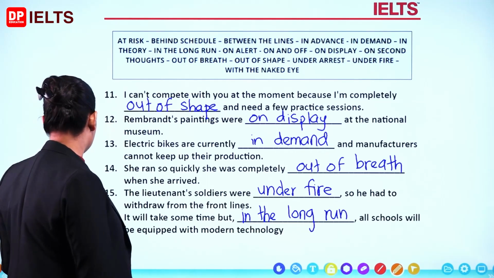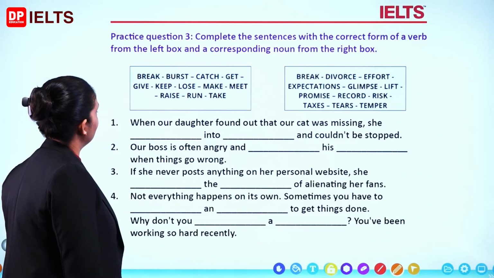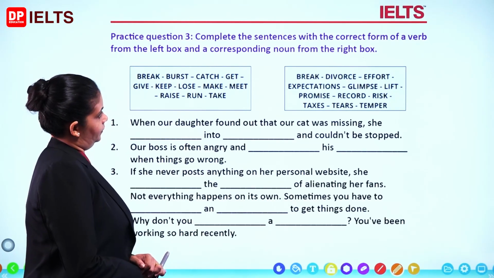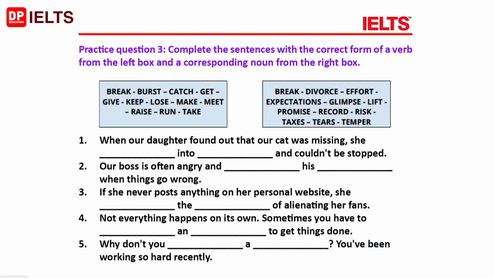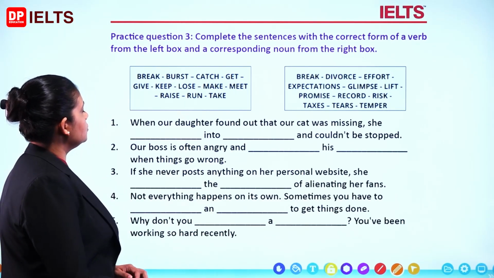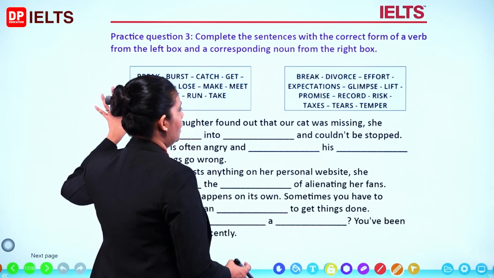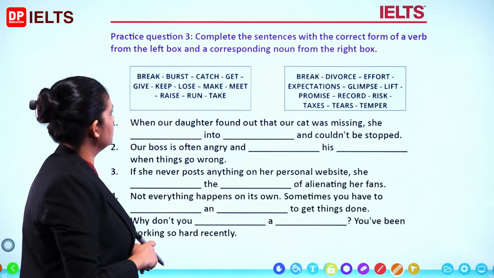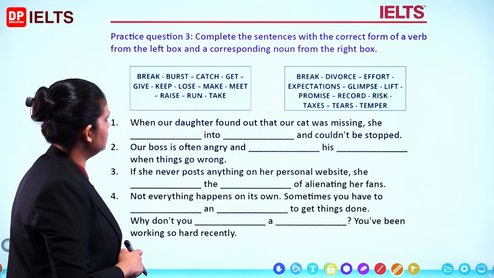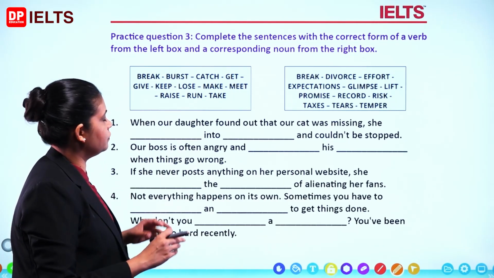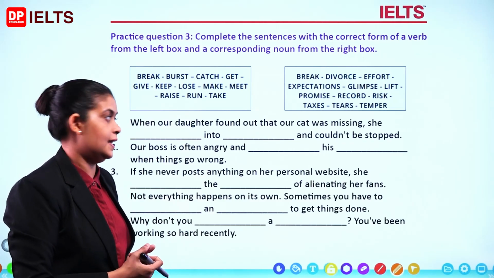Right, so there we are. We've completed all 16 questions, and now we move on into question number 3. Complete the sentences with the correct form of a verb from the left box and a corresponding noun from the right box, right? So you have to take one from here, the verb, and the noun from here and put it together. Do you say break divorce? Or do you say burst divorce, catch divorce, get divorced, give divorce, keep divorce? So you have to understand which two words go together hand in hand.